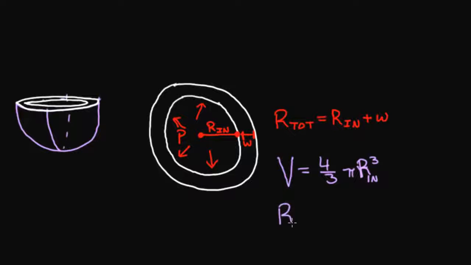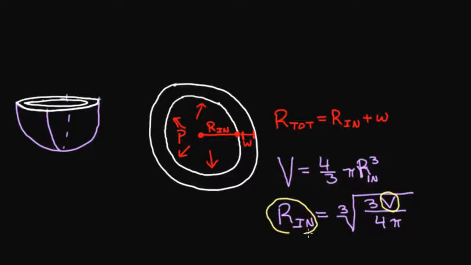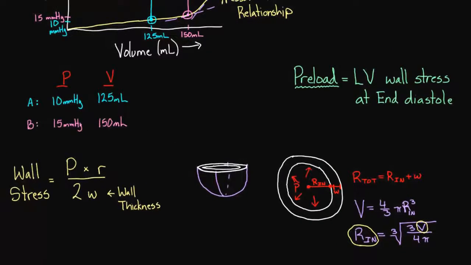If you want to move things around, you can say the radius on the inside is simply the cube root of, and then you flip around the equation, 3 over 4 pi, and this is V for volume. Now, if you have the volume information, you can figure out the radius of the inside.